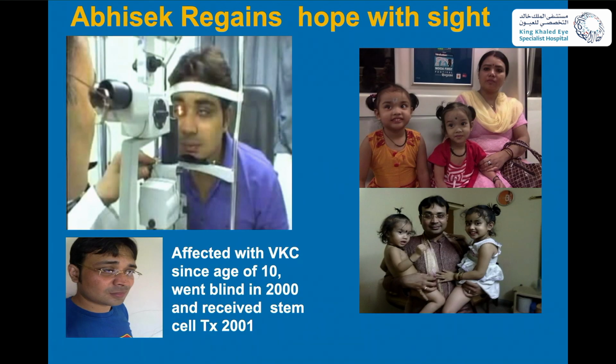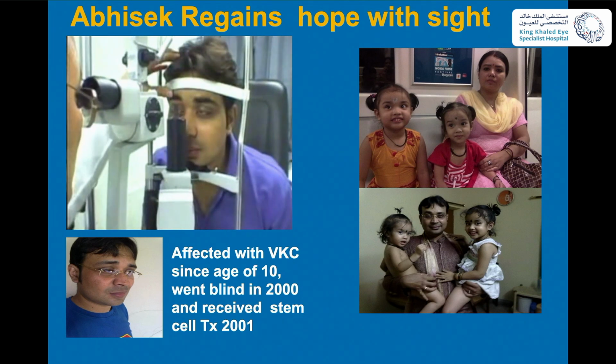This is the story of a patient who had severe VKC, Abhishek Sharma. He was about to be admitted in a school for blind in 2000, and then in 2001 he came to LVP just to try if there is something possible. By then we had started growing the stem cells. So we took the tissue from the mother, grew it in the lab for 2 weeks, and then transplanted in both eyes. And he used the immunosuppression.